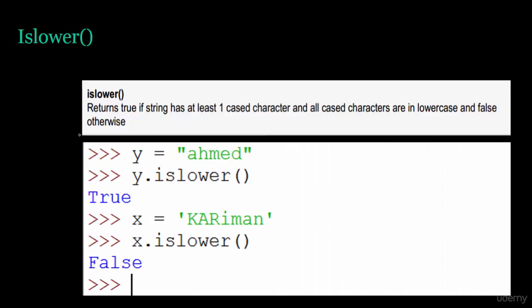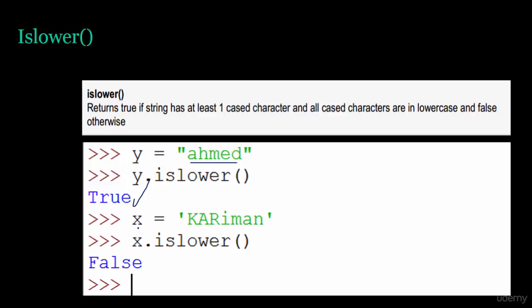Is lower. This method returns true if a string has at least one cased character and all the cased characters are in lowercase, and false otherwise. This will return true if all letters are in lowercase. If we look here, y equal to Ahmed, if I type y dot is lower, this will give us true because all letters are in small letters.